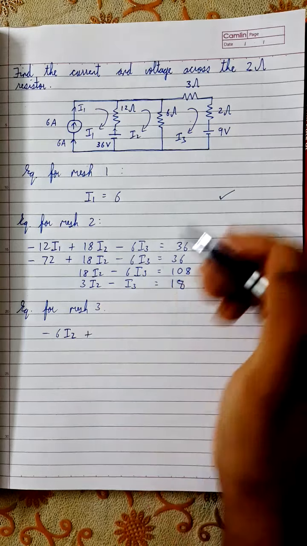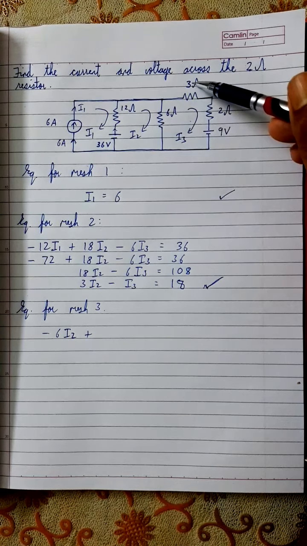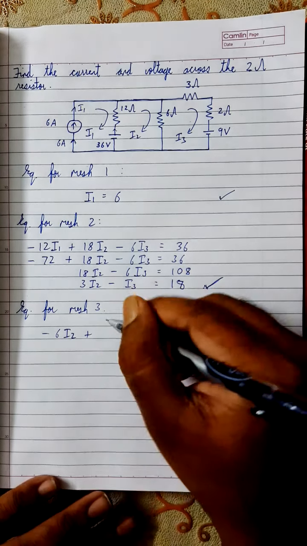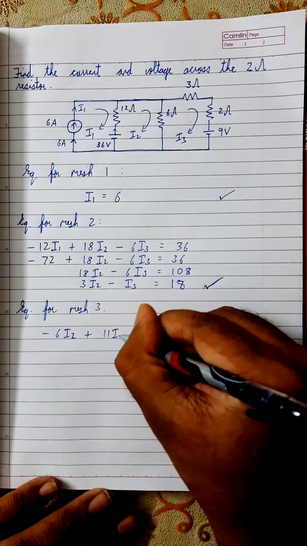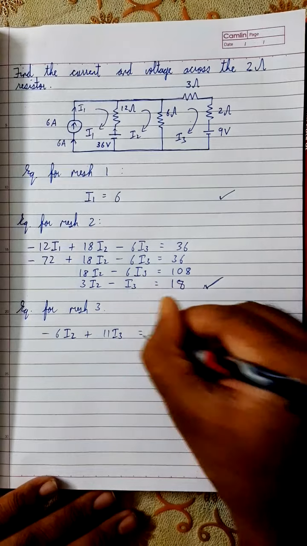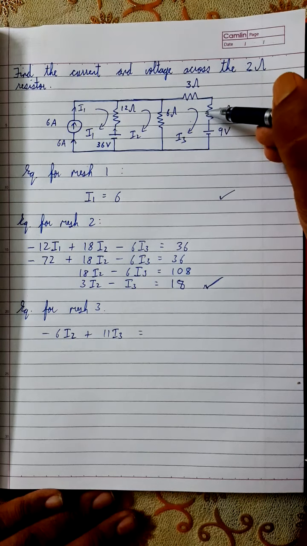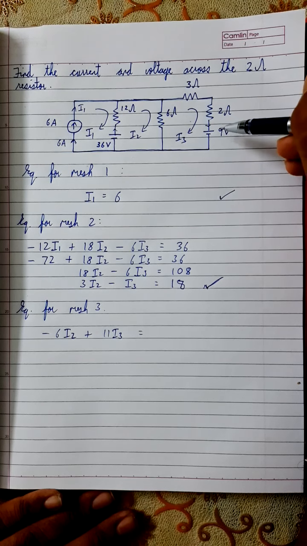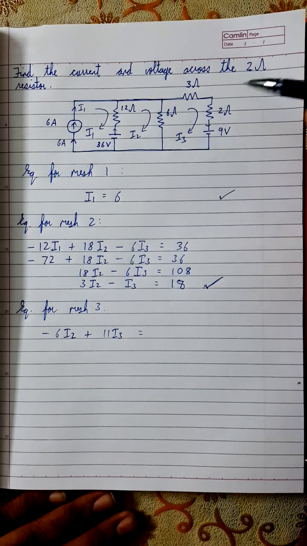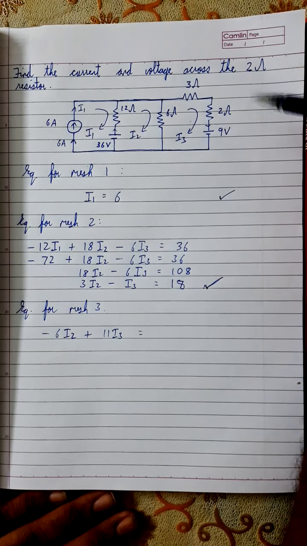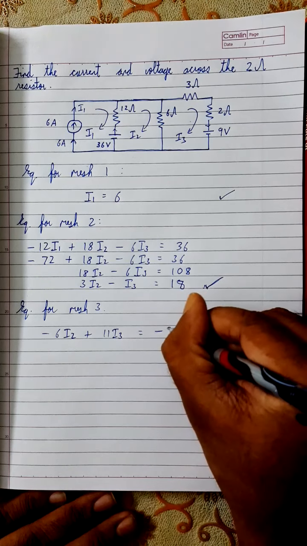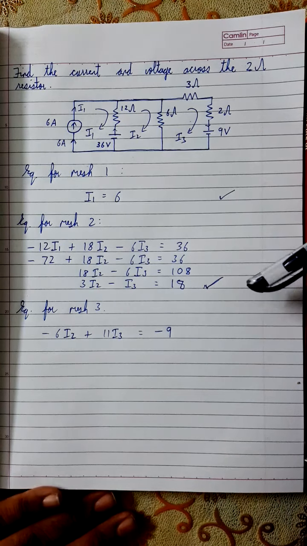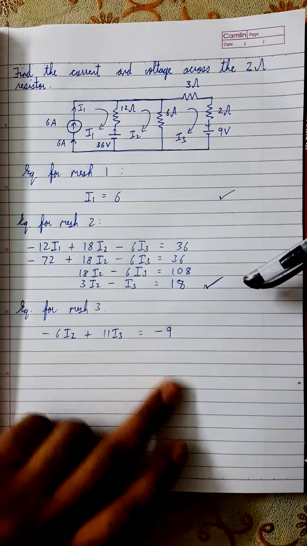And what about I3? I3 touches this 6 ohm, this 3 ohm, and this 2 ohm. 6 plus 3 is 9, 9 plus 2 is 11, so plus 11 I3 is equal to, and this I3 is flowing into the 9 volt. It is flowing into the positive terminal, which means this positive terminal is not generating current, it is opposing the current. Therefore, it is minus 9. So minus 6 I2 plus 11 I3 is equal to minus 9.